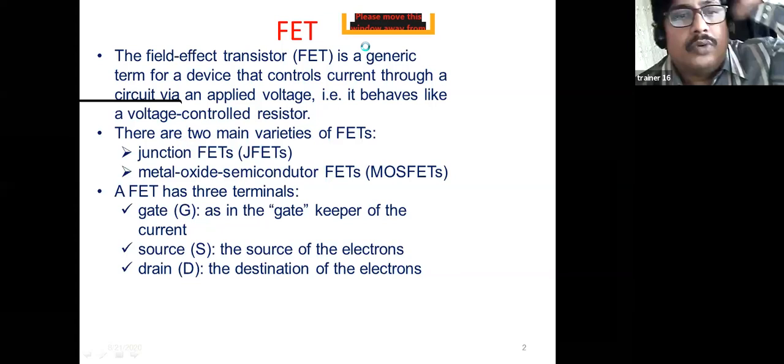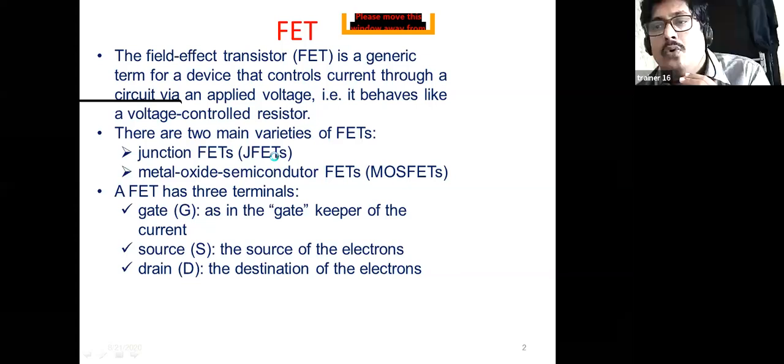The difference between BJT and FET. The BJT has emitter, base, and collector, three terminals. But here we have gate, source, and drain. There, in the emitter, the electrons flow from the emitter. Here, the source is the source of the electrons. And the collector receives the electrons or holes, depending upon the major carriers.